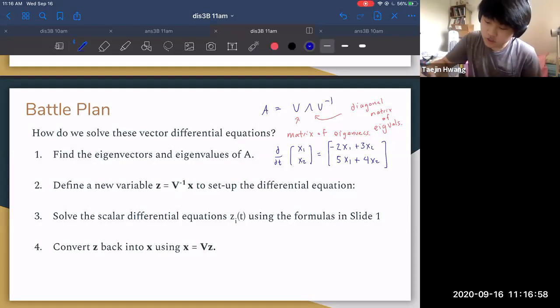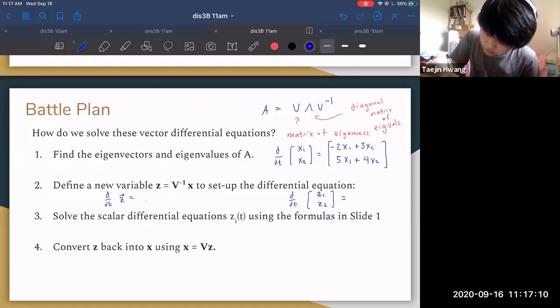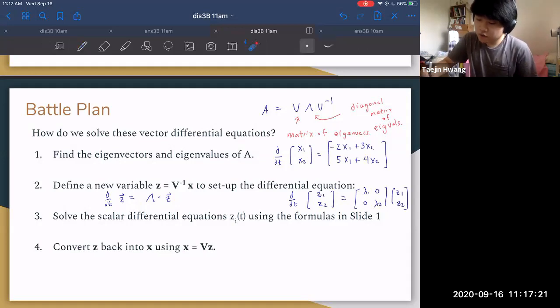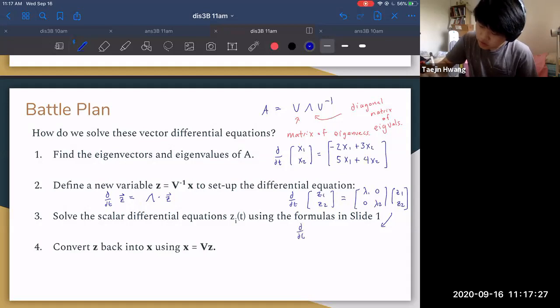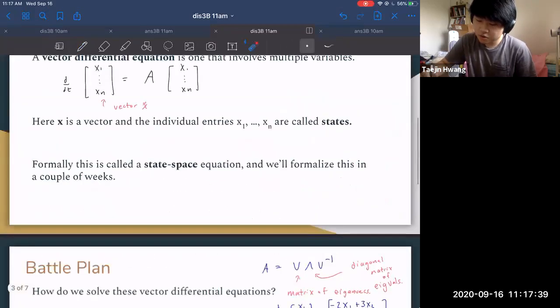So what we want to do is somehow set up a vector differential equation of the form dz/dt is equal to lambda times z, where lambda is a diagonal matrix. And you might be able to notice here that if your matrix is diagonal, we can break these down into scalar differential equations, which we already know how to solve from, I guess, over here.